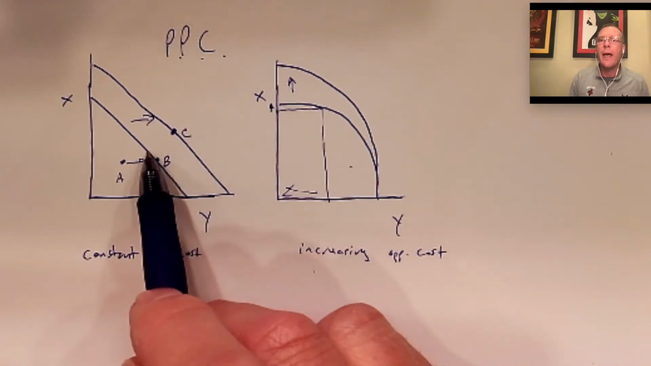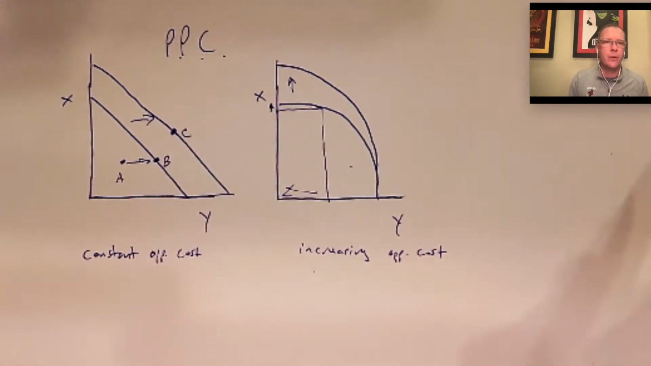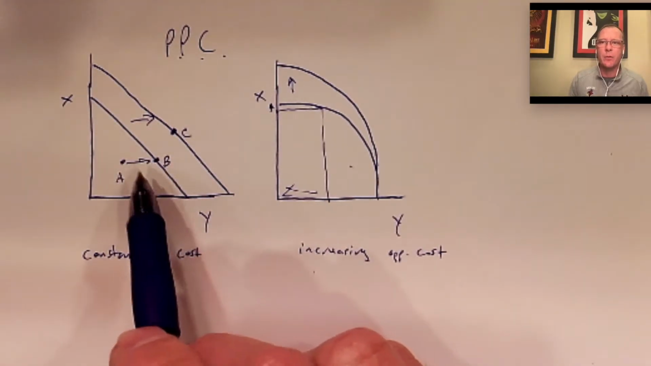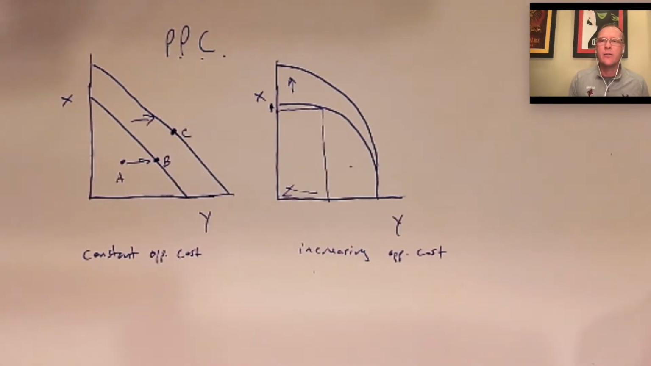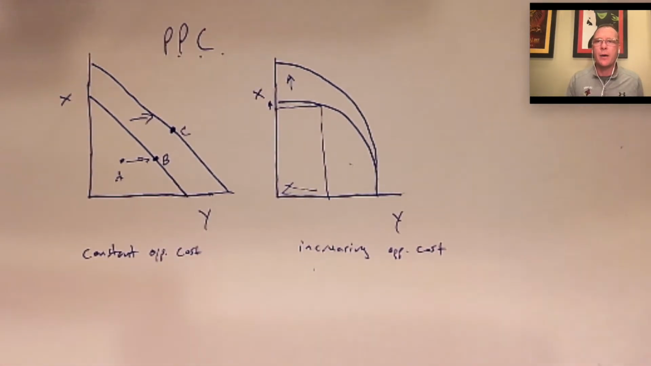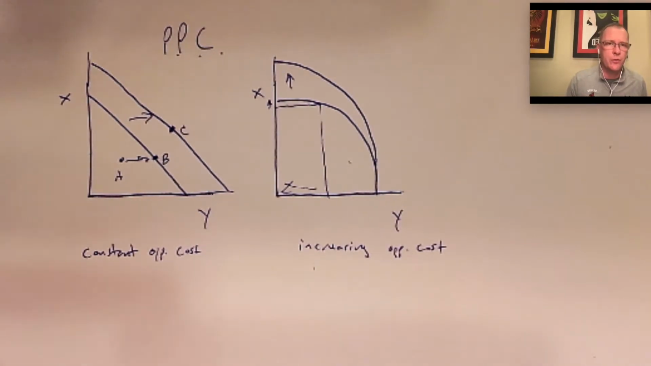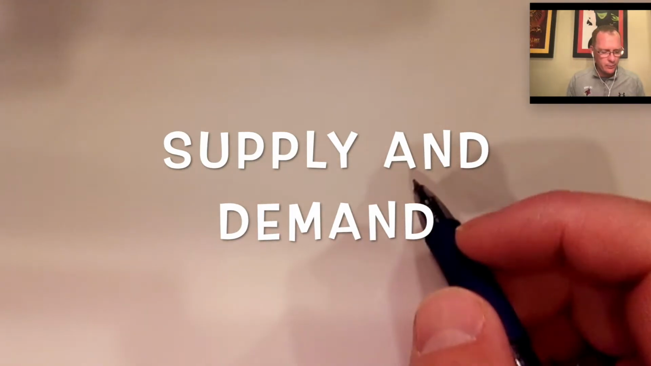Remember, you can consume outside of your production possibility curve with trade, but your production possibility curve does not shift with trade. You're just able to consume outside. So that would be curve one from production possibility curves. Pretty easy. Usually those questions are one of the first ones you'll see on the test. The next one we have is supply and demand.